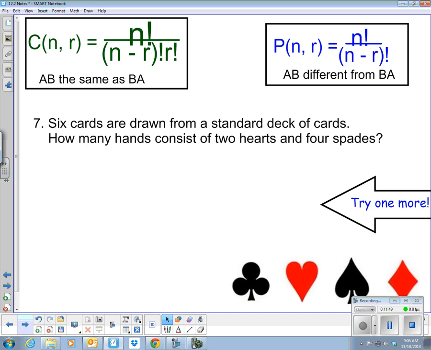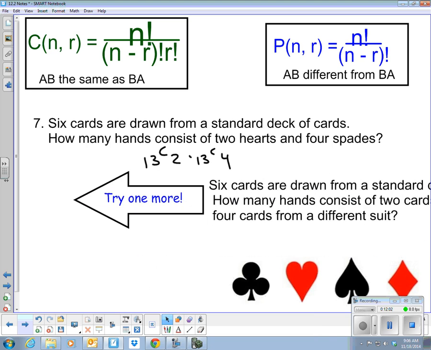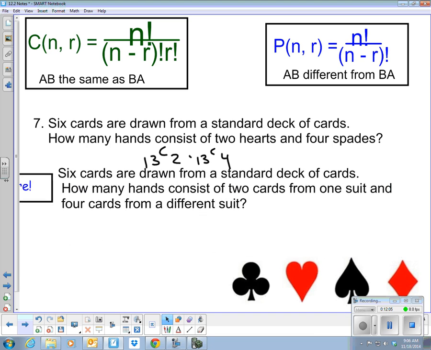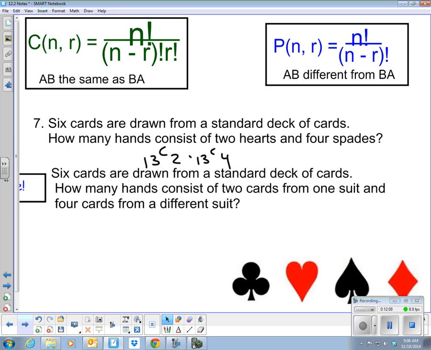So how many hands consist of 2 hearts and 4 spades when you choose 6? So it's kind of the same situation. You're going to have 13 choose 2 for the hearts and 13 choose 4 for the spades. All right, so that is what that one's going to look like. So this is where things get a little tricky. Now I'm saying they're not a specific suit, they're just 2 different suits. Here is where you've got to look and see what you're doing. It's similar to number 7 in that you're taking 6 cards and you're taking 2 of one and 4 from another, but now I don't care which suit that is.